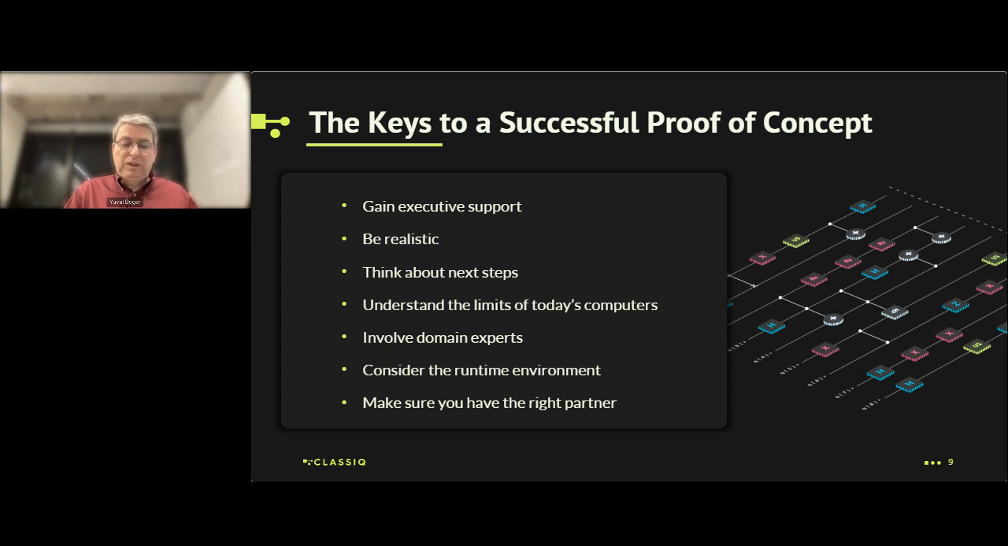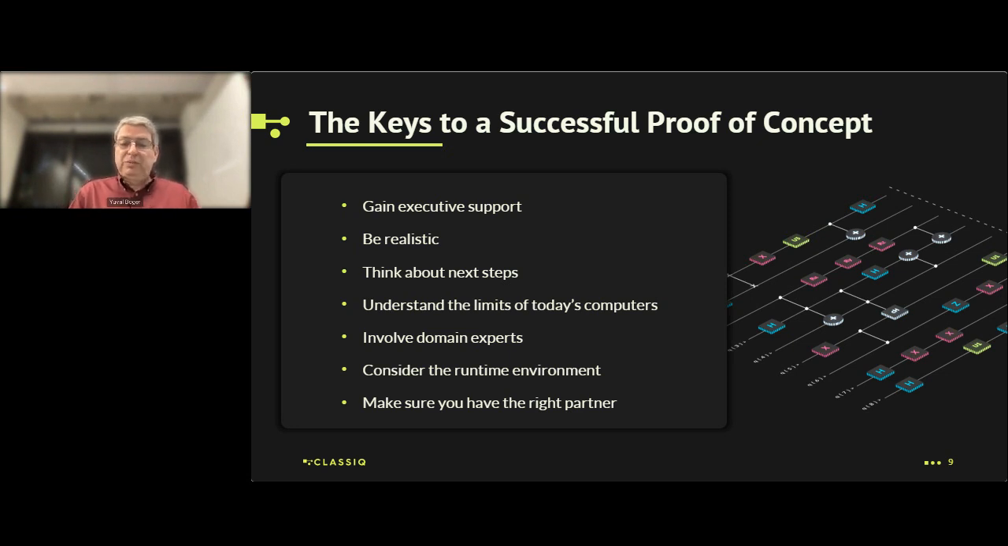You usually want to get executive support. Quantum is not expensive, but it's not free either. And if you want beyond the proof of concept to take it to the next step, it's good to build executive support at some stage. You want to be realistic. You're not going to crack RSA 2048 with quantum computers today, so set realistic goals. Think about what you will do after you achieve these goals.